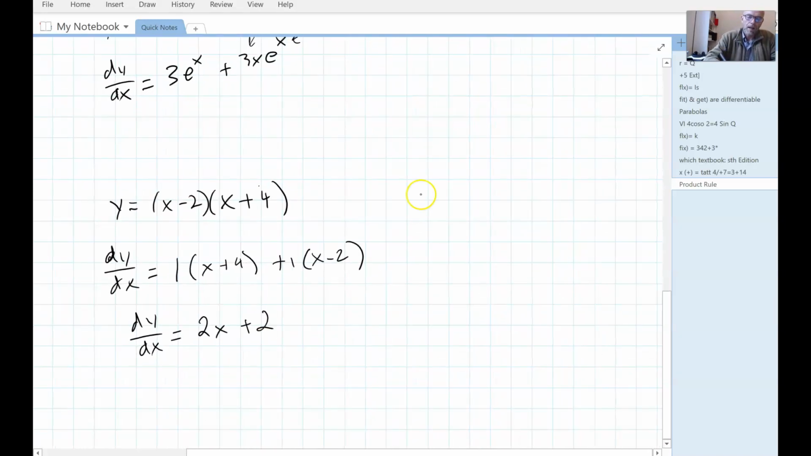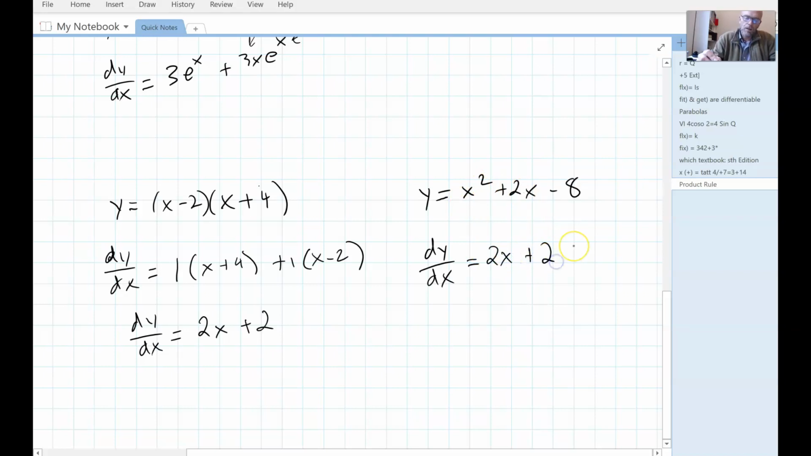Now, if we were to change this first and rewrite it as x squared plus 2x minus 8, which is what you get when you multiply it out, then for dy/dx I don't need to use the product rule. I'm just going to use the power rule here. That would be 2 times x, plus just 2, and notice we get the same thing.